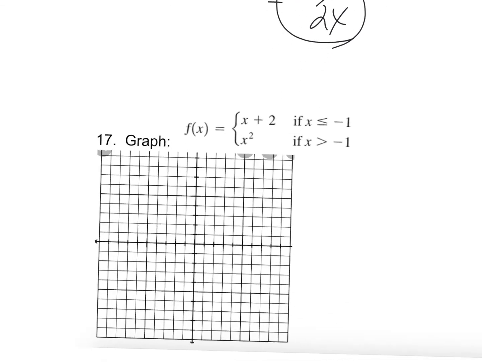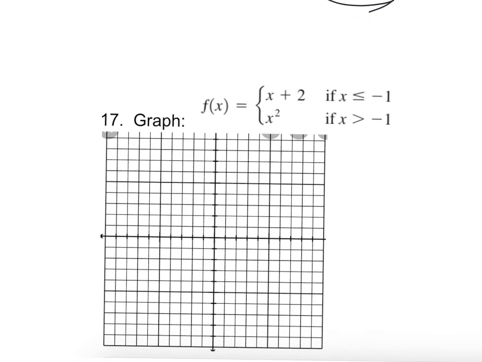And 17, graph this piecewise. What I'm going to do first is, let me change colors here so you'll be able to see it, plug the -1 in there. -1 plus 2 is 1. So if I plug in -1, I get 1. It's going to be a filled-in circle, and because it says less than, I'm going to go to the left. So I'm going to plug in -2 next. If I plug in -2 in there, that gives me 0. So -2, 0 is right here. I'm going to connect those dots, and I get that part of the line right there.